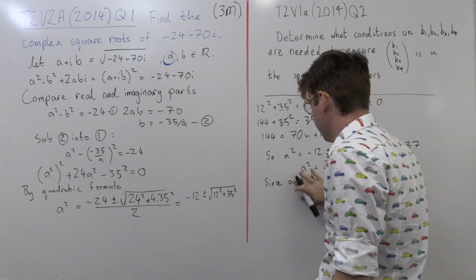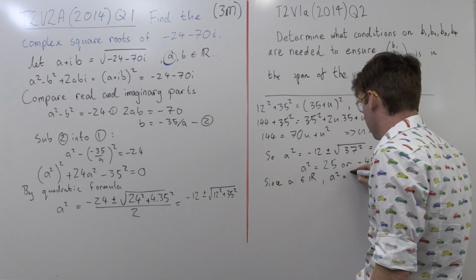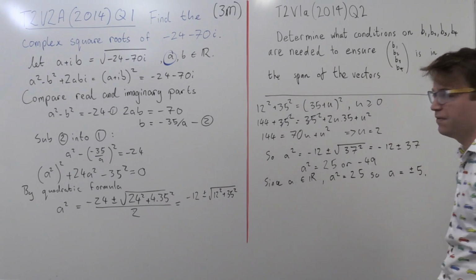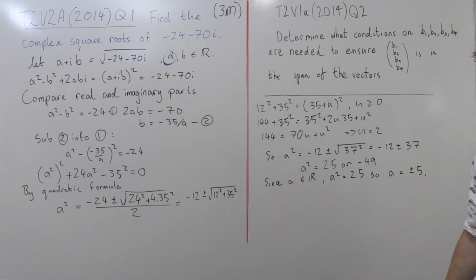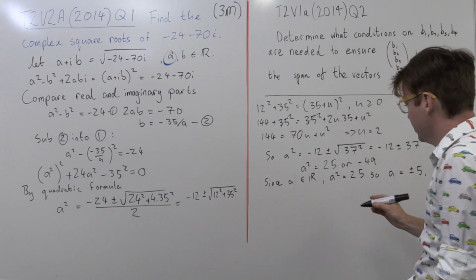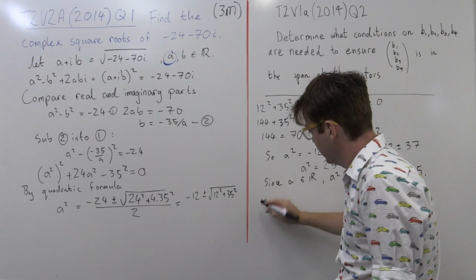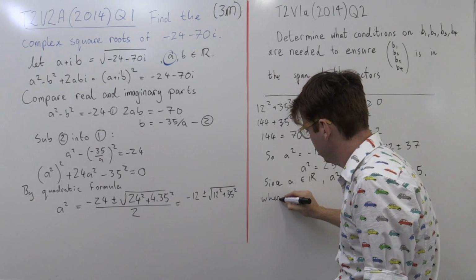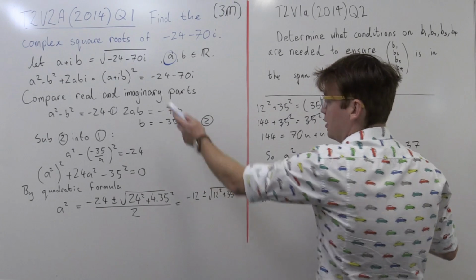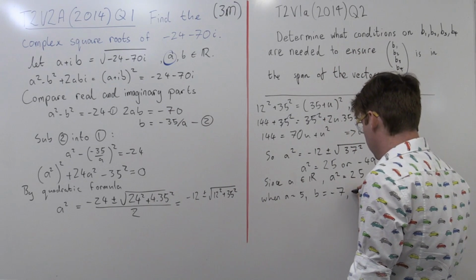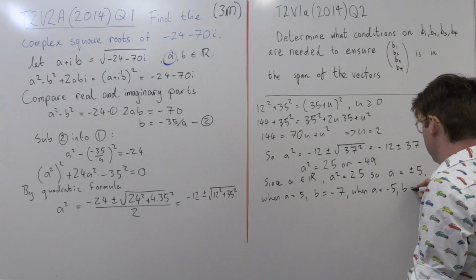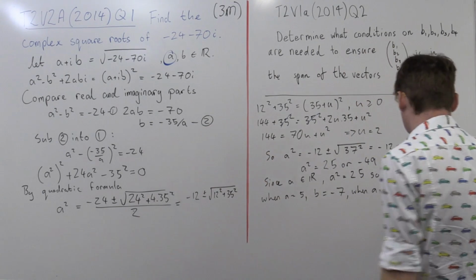Well, since a is real, a squared is equal to 25, so a is equal to plus or minus 5. And then you can substitute that back into equation 2. So when a is positive 5, then b must be equal to negative 7. When a is negative 5, b is equal to positive 7.